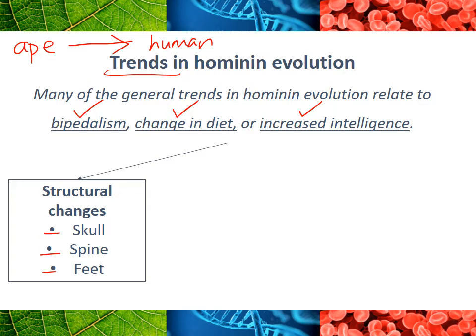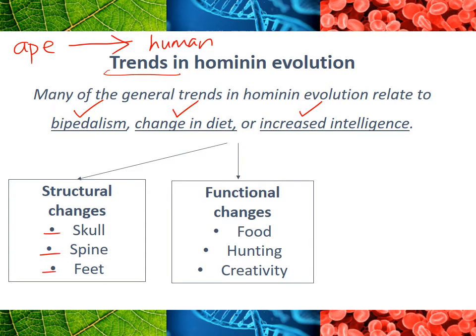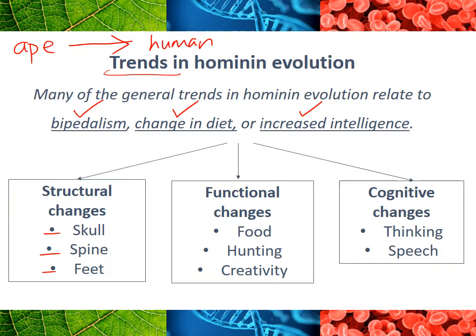Then because of those structural changes, we had functional changes. Because our bodies were made different, we could do different things with it. So we'll look at them kind of briefly. And then, of course, cognitive changes. Because of our bigger brains, we were able to do different things with our brain. Okay, so we'll go through each of these.